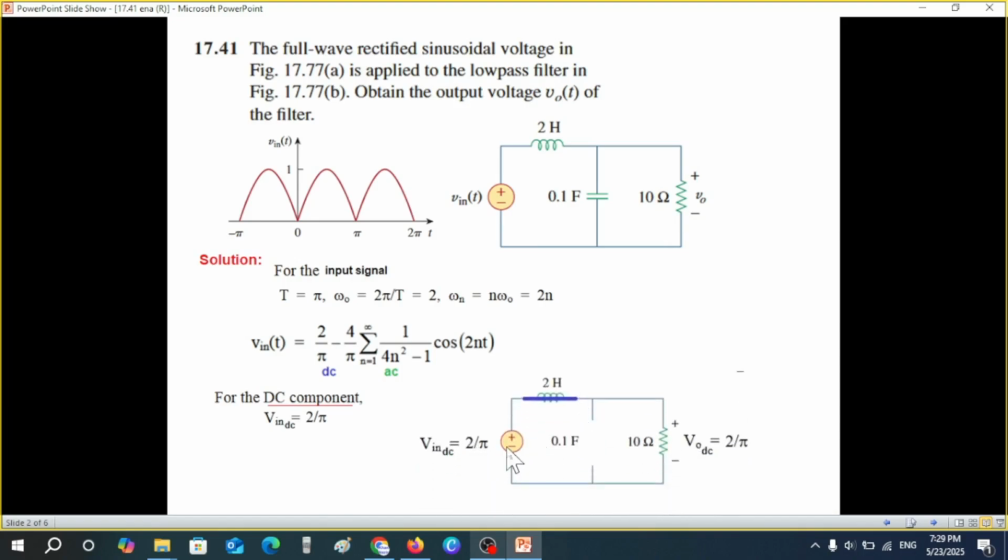When we apply a DC to the circuit, we know that the inductor behaves like a short circuit, and the capacitor behaves like an open circuit. So whatever is the input here will go directly to the output in this circuit. So we can say that our output DC will also be 2 over pi. So V out DC is 2 over pi.